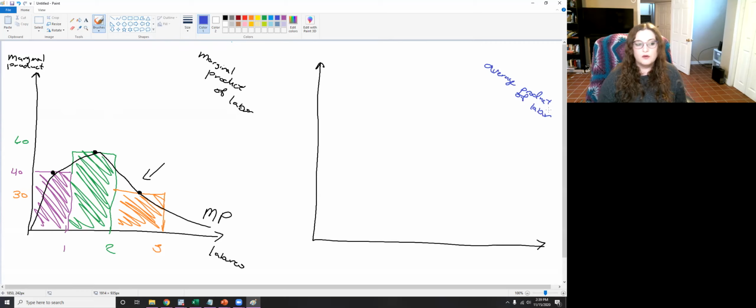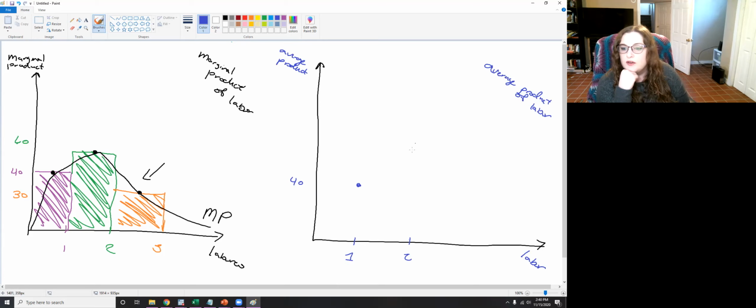So in this first line, the blue line, which I will label as AP, these are going to be our average product of labor. So we have to vary our labor, our number of workers, and then we have to think about our average product. At 1 worker, we know that that 1 worker produced 40 cookies. 40 divided by 1, that was 40. Then for that second worker, we knew that together, workers 1 and 2 were able to produce 100 cookies. So 100 divided by our 2 workers is actually going to be 50.